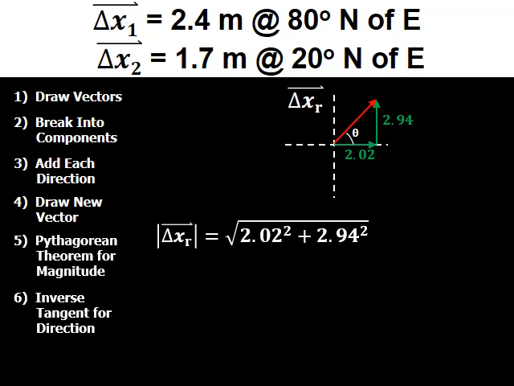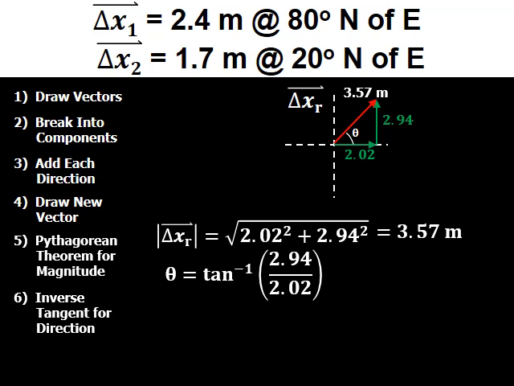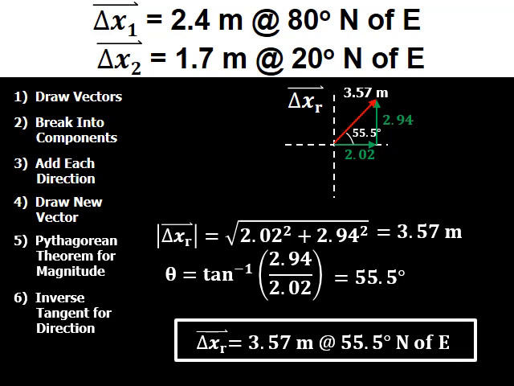Next step is to use the Pythagorean Theorem in order to find the magnitude. So again, we have the absolute value, which means the magnitude is going to be the square root of 2.02 squared plus 2.94 squared. We get an answer of 3.57. That's going to be the magnitude. The direction is going to be the inverse tangent of 2.94 over 2.02. And that gives us an angle of 55.5 degrees. So our total displacement is going to be 3.57 meters at 55.5 degrees north of east.